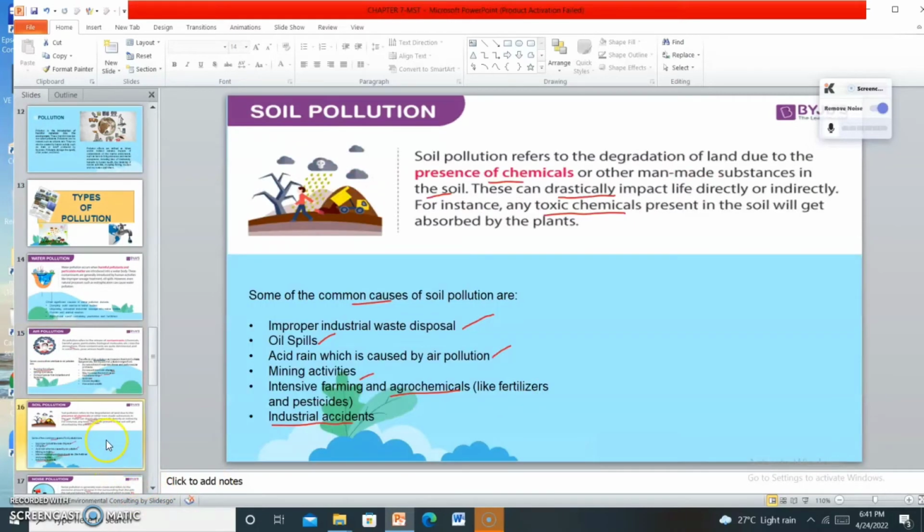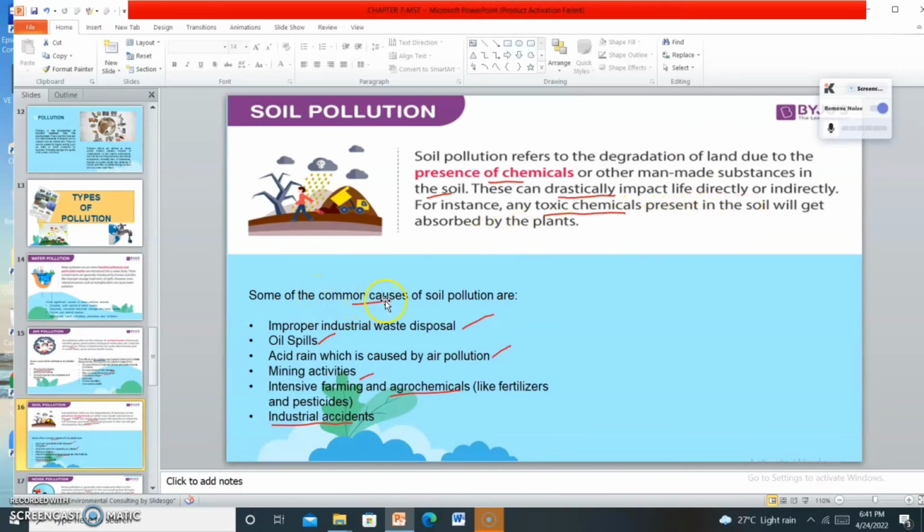Next is soil pollution. Soil pollution refers to the degradation of land due to the presence of chemicals or other man-made substances in the soil. Any toxic chemicals present in the soil will get absorbed by the plants.